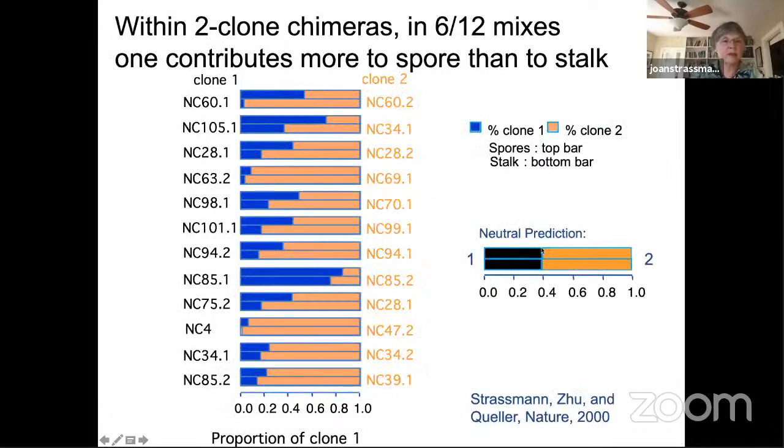And it's a bit of a complicated figure, not worth explaining, but the answer is that in the handful of wild clones that we started with, we found that in half of the 2-clone chimeras, one clone contributed more to spore than it did to stalk. And so it was essentially cheating the other clone. So we thought, okay, we're in the game. If this didn't happen, maybe I'd still be working on wasps, but it did.